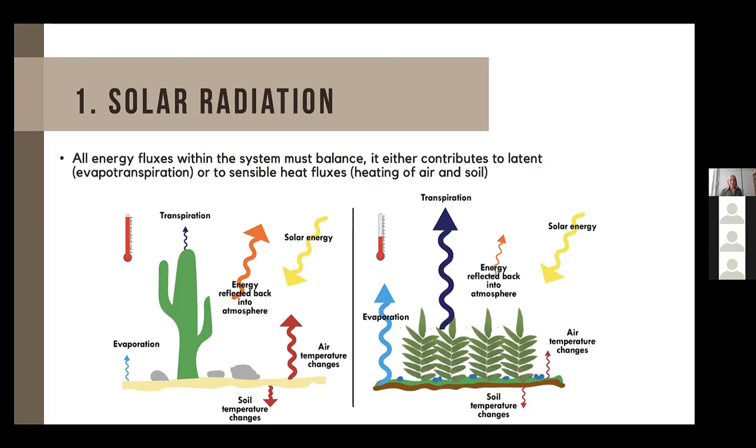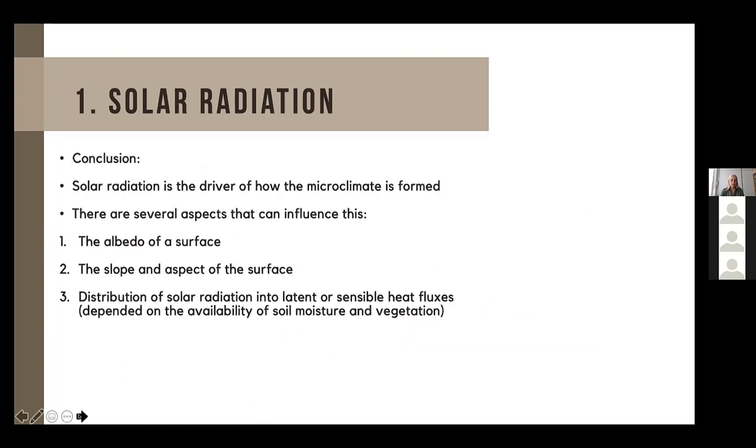I forgot the name, but the temperature on the left turns out to be way higher than the temperature of the ecosystem on the right. So this division of solar energy going in either the latent heat flux or the sensible heat flux is very important when looking at microclimates.